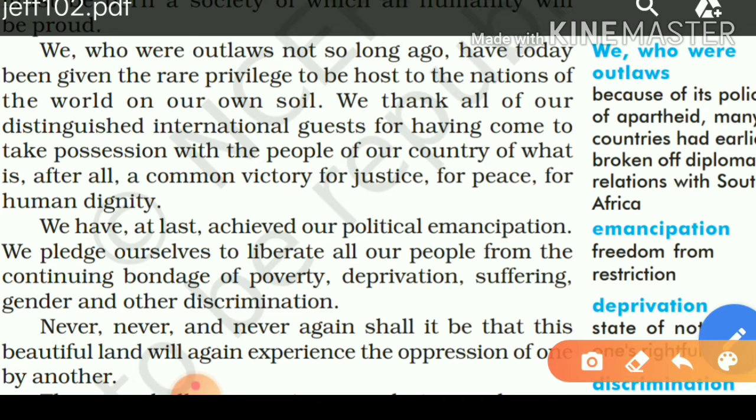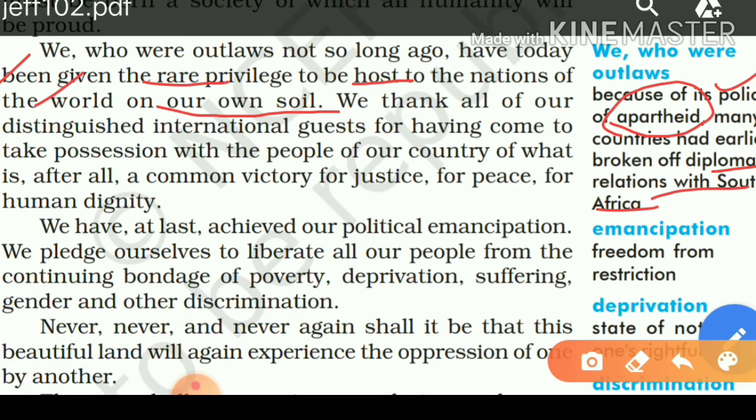Because of its policy of apartheid, many countries had earlier broken off diplomatic relations with South Africa. Fine. Because of this apartheid policy, because there was a discrimination between blacks and whites. Fine. So the countries had broken off their connections, their relations with South Africa. So he says that now we are having the privilege, the rare privilege, to be the host to the nations of the world. Now they have come up on our own soil. We have got this privilege.